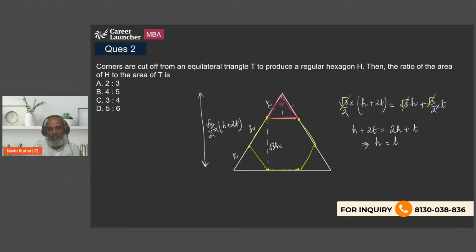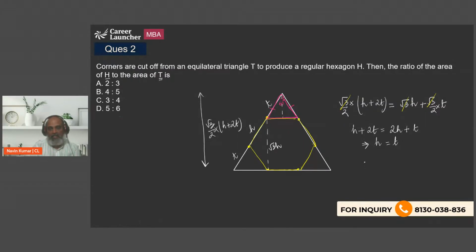be the height of this regular hexagon, which is the shorter diagonal, which will be √3 times the side, and the height of this equilateral triangle above, which is going to be √3/2 times the t. Fine. So we need to find the ratio of the area of the regular hexagon H to the area of the triangle T.